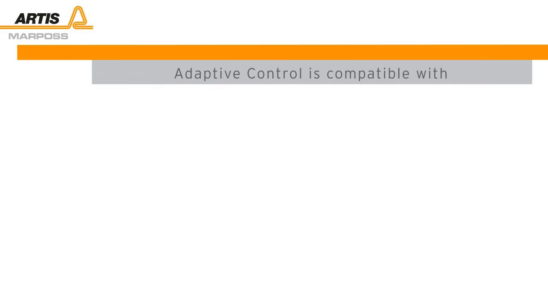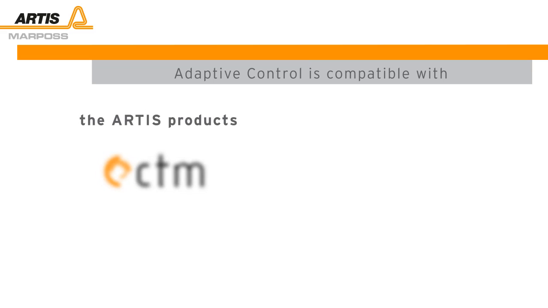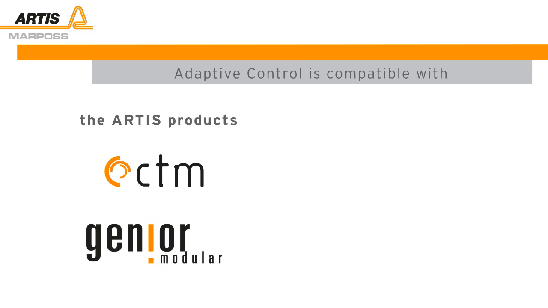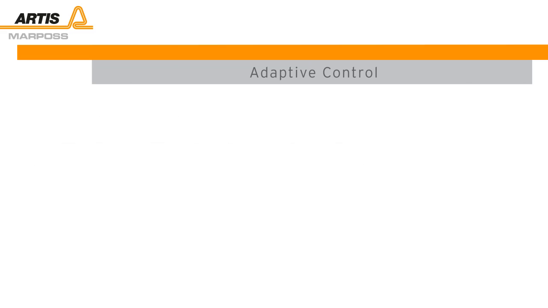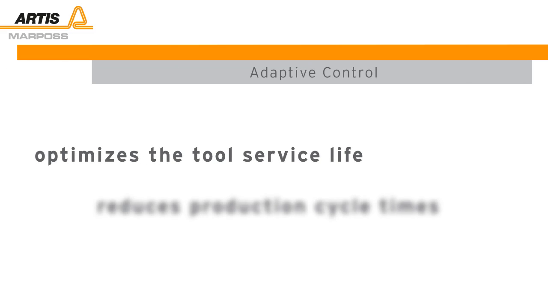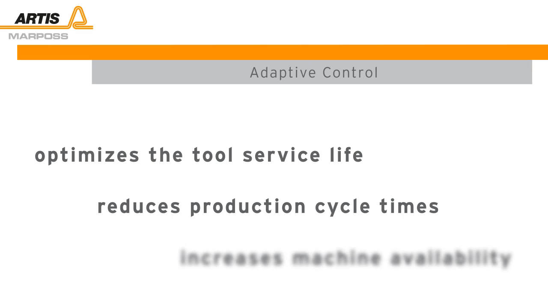ARTIS offers adaptive control as an option for its systems CTM and Genia Modular. It is also possible to integrate AC into the machine control as a pure software solution. Adaptive control optimizes the tool service life, reduces production cycle times, and increases machine availability.